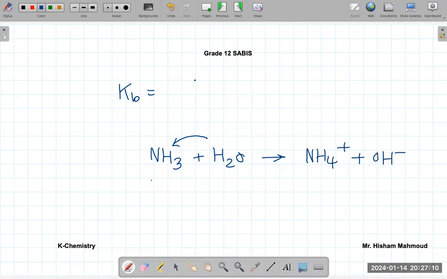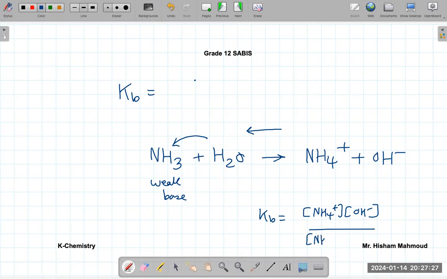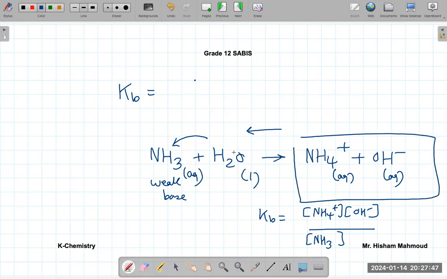This is a weak base, so the decomposition is very weak. So the reaction mainly goes in the backward direction, not the forward direction. So Kb is equal to the concentration of NH4+ multiplied by OH-, which is very weak, divided by NH3. Should I write liquid here and put it? No, you don't put the liquids. This is still aqueous because it is dissolved in water, and this is aqueous and this is aqueous. Don't mention water in such an expression. So the weak base has a very small Kb because the concentration of the products is very small compared to the base itself. It's very weak.